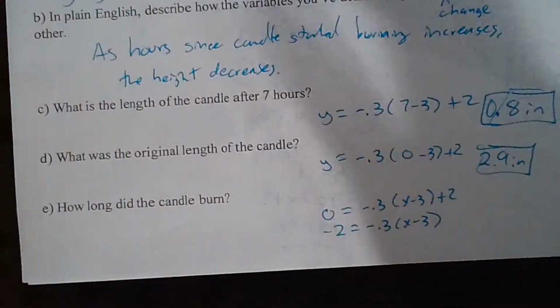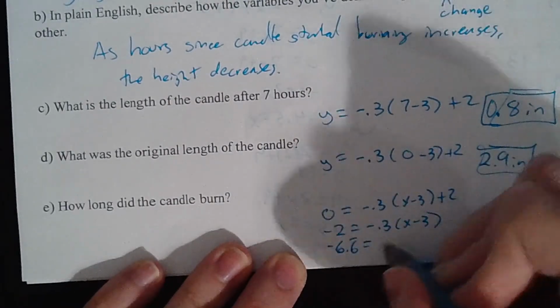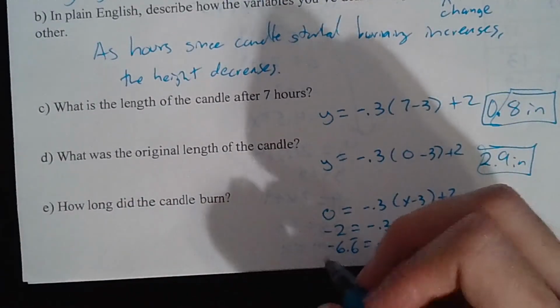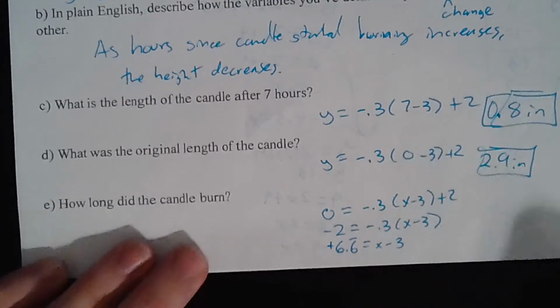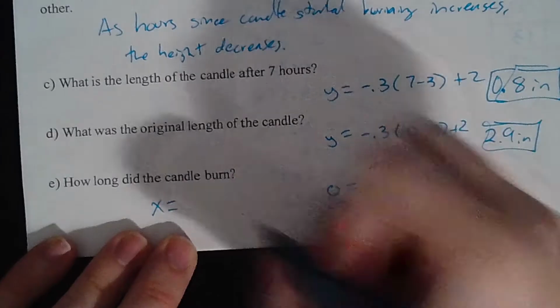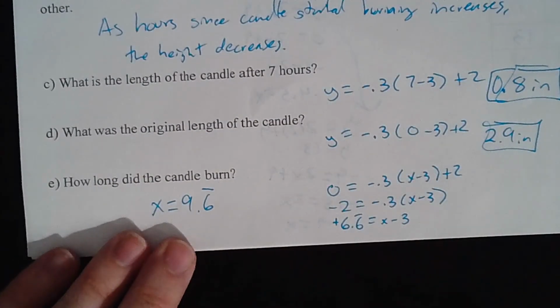Negative 6.6 repeating. Oh, positive 6.6 repeating because it's negative 0.3. My bad, guys. And then I got to add 3 to both sides. And once I add 3 to both sides, I will get my final answer. X equals 9.6 repeating hours, which is 9 2/3 hours.